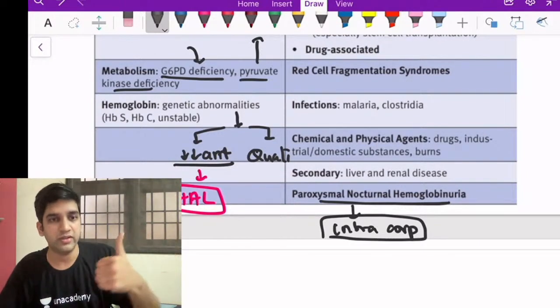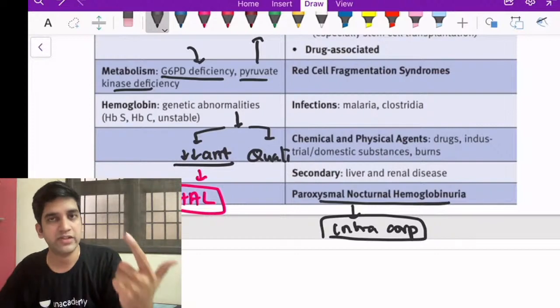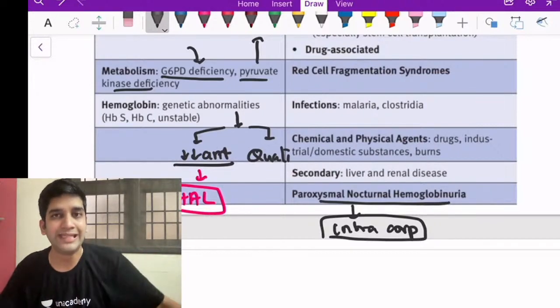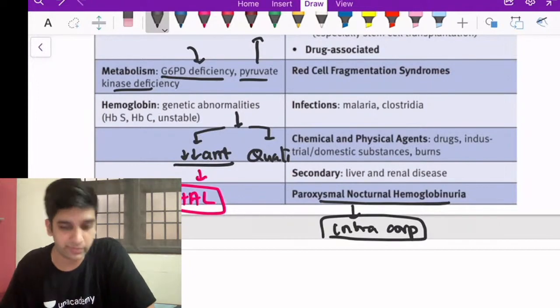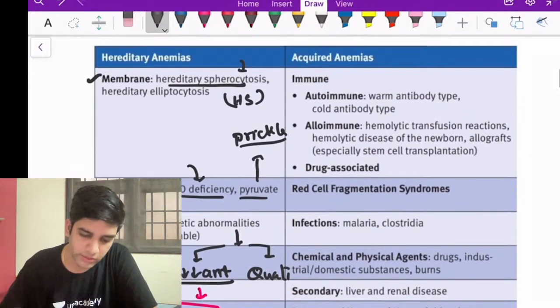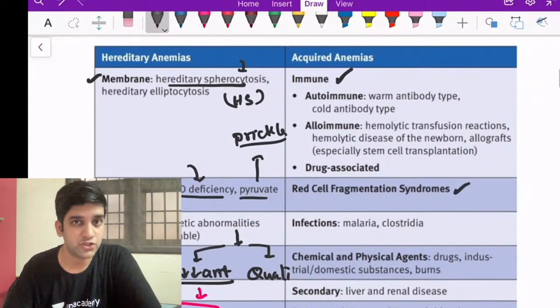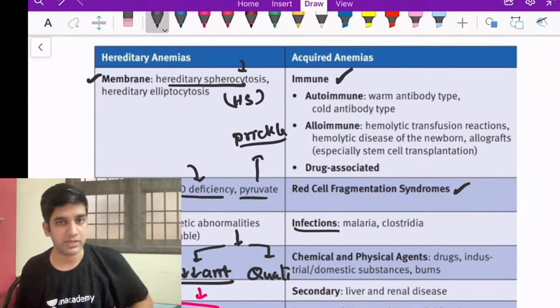So whatever we saw, membrane defect, enzyme defect, hemoglobinopathies, all of them are inherited intracorpuscular defects. PNH is the only acquired intracorpuscular defect. Apart from that, you can see many acquired conditions: AIHA for sure, red cell fragmentation syndrome with histiocytosis, infections, malaria can cause it.